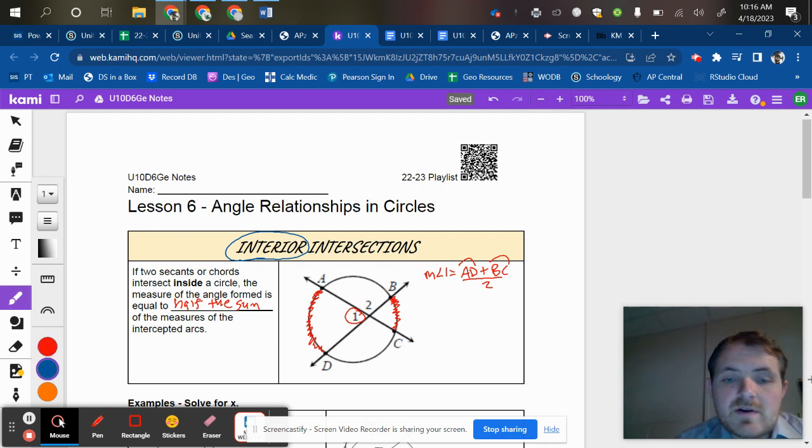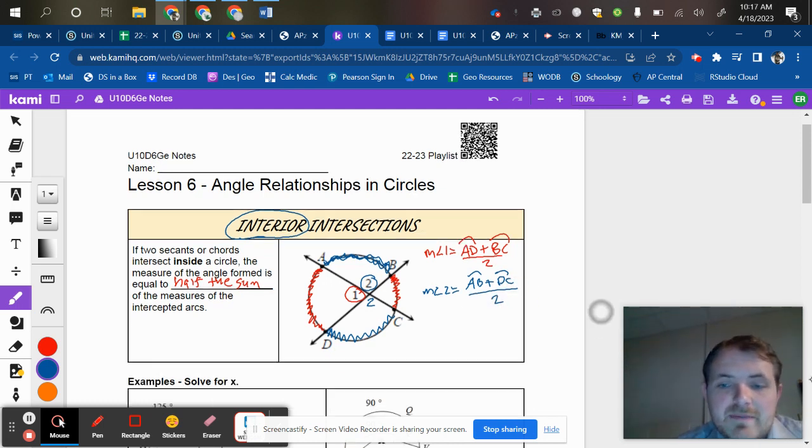Okay, so if I'm looking for angle 2 now in blue, the arcs that get created from angle 2 are AB, and then angle 2 is also there because of vertical angles, AB and DC. So the measure of angle 2 is equal to AB plus DC, all divided by 2.